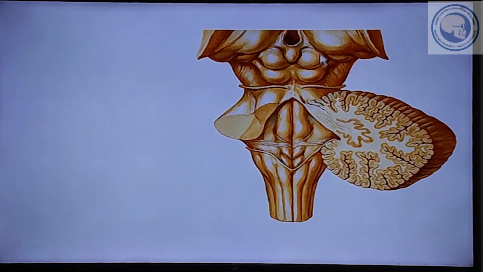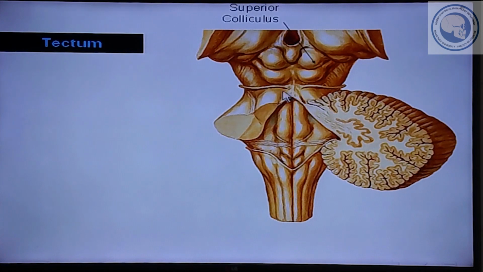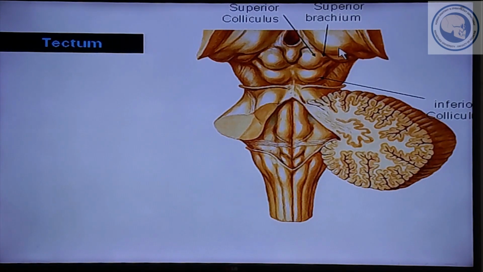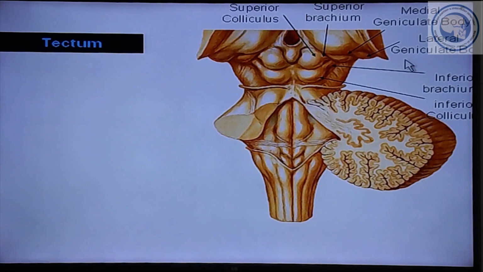What about tectum, or the dorsal aspect of the midbrain? We will find 4 elevations, 2 superior colliculi and 2 inferior colliculi. The superior colliculus will be connected by the superior brachium to the lateral geniculate body. This is a part of the thalamus. While the inferior colliculus will be connected by the inferior brachium to the medial geniculate body. We can know that the superior colliculus is considered to be a visual and auditory reflex center, while the inferior colliculus is an auditory center and auditory reflex center.